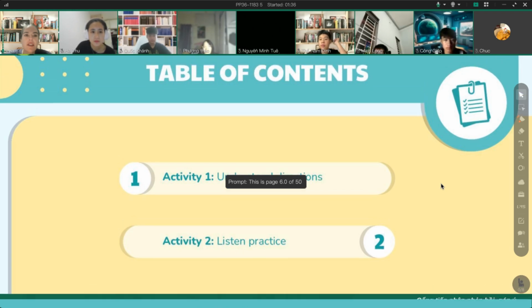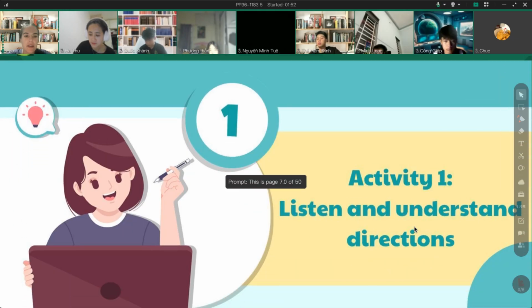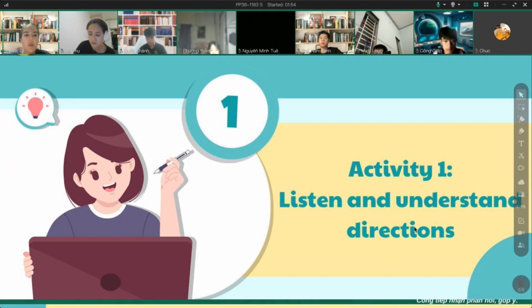Let's look at the contents in this lesson. Activity 1 will be understand directions, and activity 2 is listening practice. Please bear with me, my voice is a little bit sore today, so I'm trying to speak as loud as I can, okay? Activity 1, listen and understand.